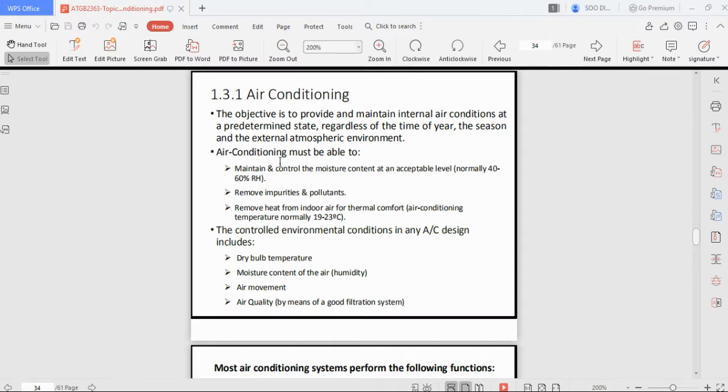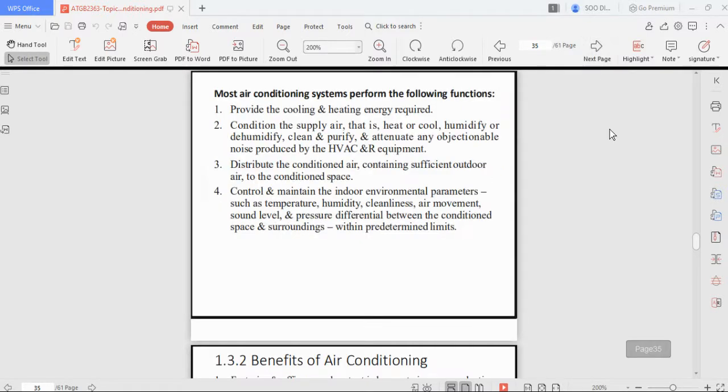I think every one of us has air conditioning. Its function is to provide a very comfortable environment for us to remain in the room. Most air conditioning performs the following functions. This is a repeat again. You are to provide cooling air, clean air, distribute the conditioned air, and control and maintain the indoor environment parameters. This is the function of air conditioning.